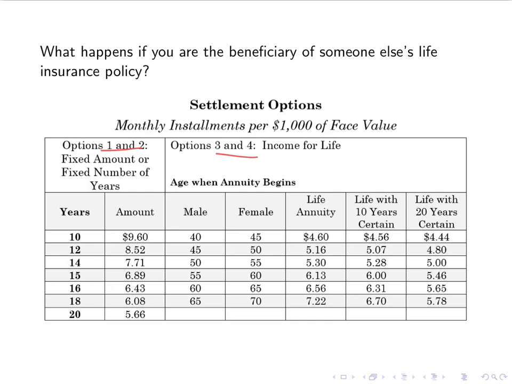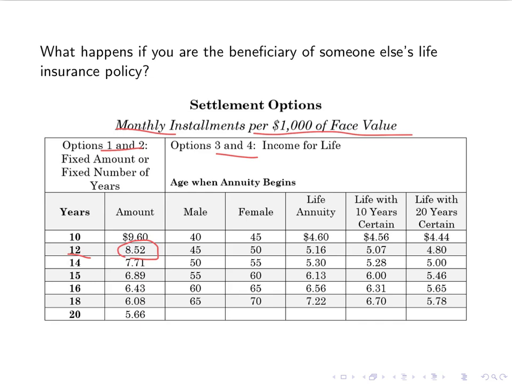So we're going to assume that you want a type of monthly installment. So the settlement options are monthly. It's not annual. It's still per $1,000 of face value though. Okay? So options 1 and 2 are a fixed amount or a fixed number of years. So you can say, I want to get paid out over 12 years. And if you want to get paid out over 12 years, you're going to get $852 divided by 1,000 times the face value. And you're going to get a check for that amount every month.